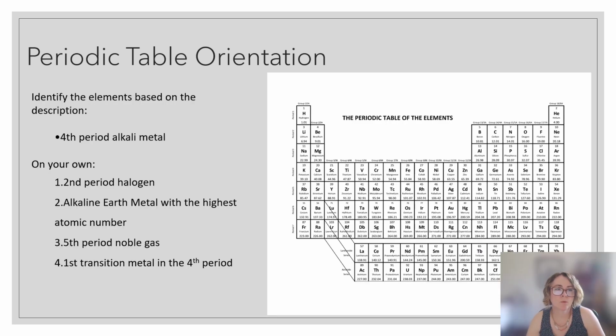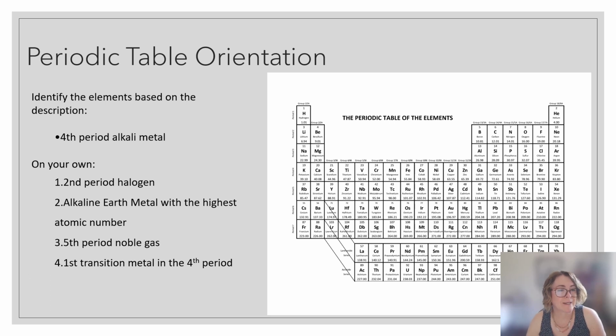Okay, so here we're going to practice identifying an element based on where it falls on the periodic table. So I'll be going through the first one with you. The last 4 are for you to do on your own. These can be found in your guided practice. And if you have any questions on these, make sure you bring these to class so that you can ask your instructor.